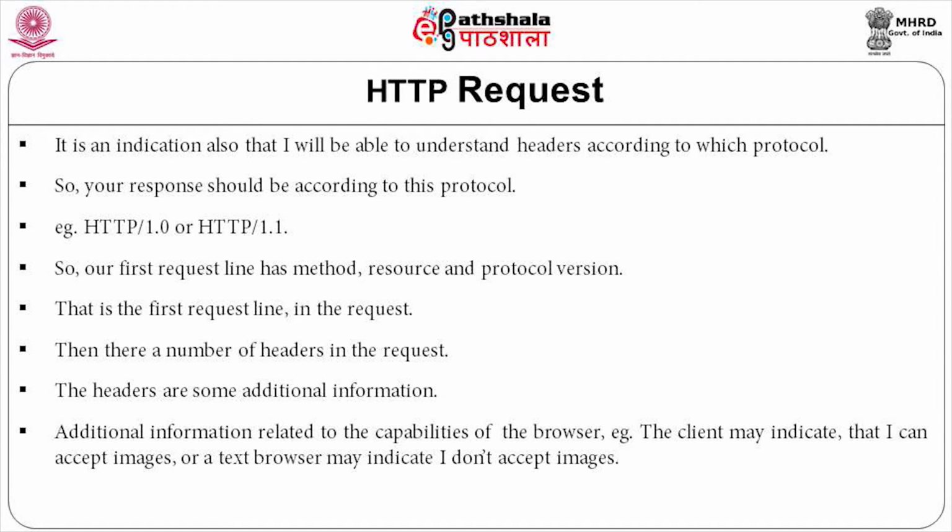So first the request line: method, commonly used is GET. You could have a POST. There are other methods as well. Second, the resource, and third, the protocol version, for example HTTP/1.0 or HTTP/1.1. So that's the first request line in the request. Then a number of headers. They have headers for various purposes. What's the purpose of these headers?